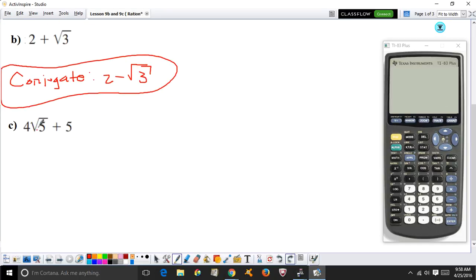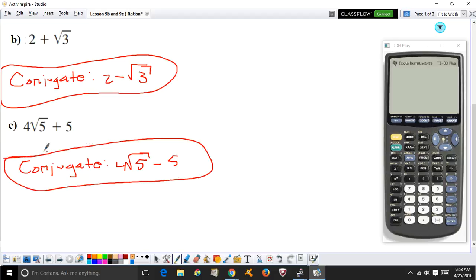Now lastly, what is the conjugate? The conjugate of the expression is just 4 square root of 5 minus 5. That's pretty much it. Nothing fancy here.